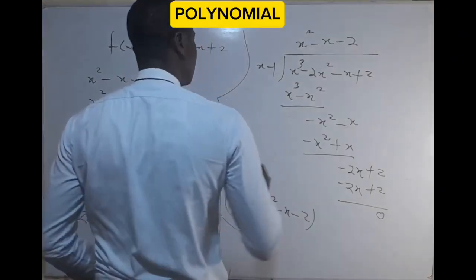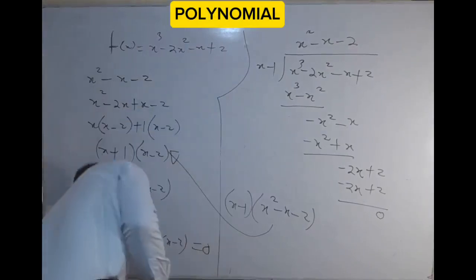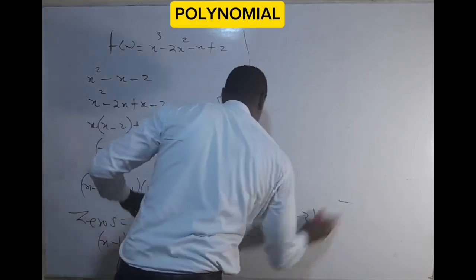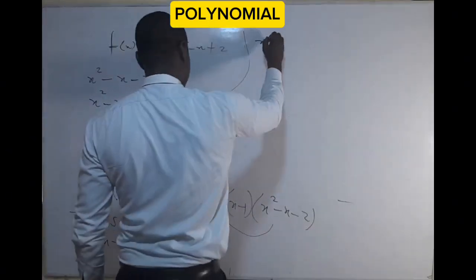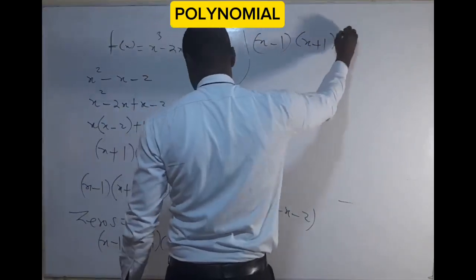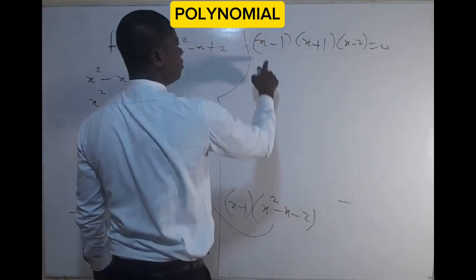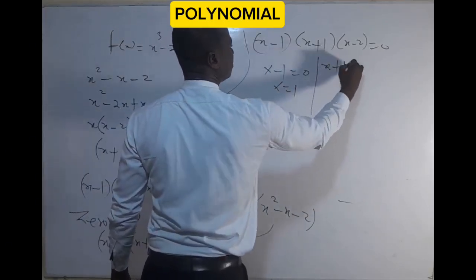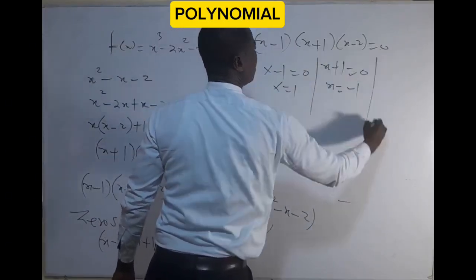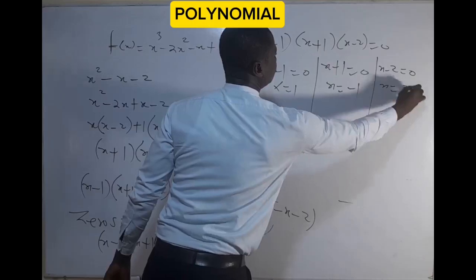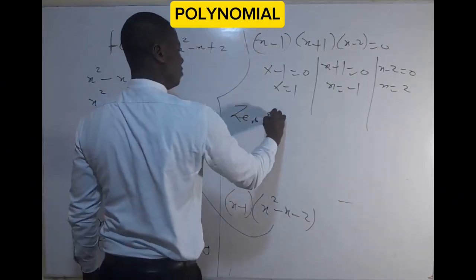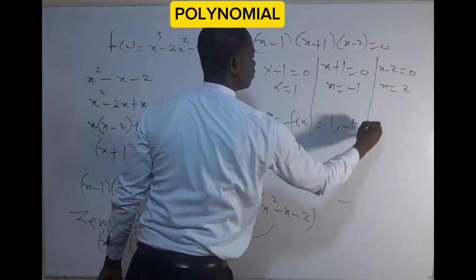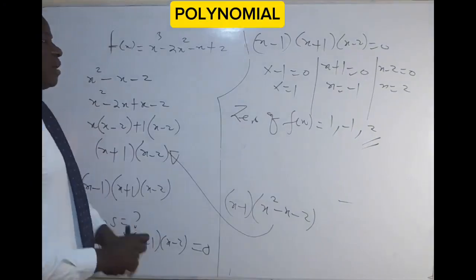I hope it's clear. Now, okay, so let me get this off. I'm trying to explain what I'm talking about. So we have x minus 1, then we have x plus 1, then we have x minus 2. This is equal to 0. So when you equate x minus 1 to 0, x equals 1. When you equate x plus 1 to 0, x equals minus 1. When you equate x minus 2 to 0, x equals what? 2. So the zeros of the polynomial function are 1, minus 1, and 2. These are what you call the zeros of the polynomial.